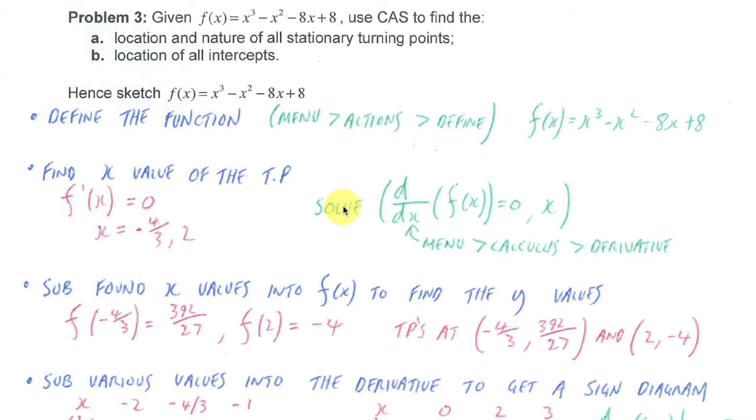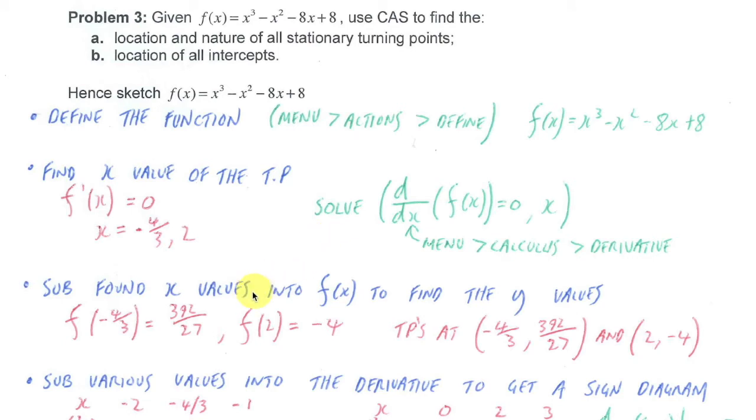How did I do it using my CAS? I bring up the solve function, so that's menu, algebra, solve. Then within that solve function, I bring in the derivative function: menu, calculus, derivative, just like I did in problem 2. Put in f(x), put in that it's with respect to x here, make it equal to 0 and solve for x, and that will produce those two values. So they are the x values.